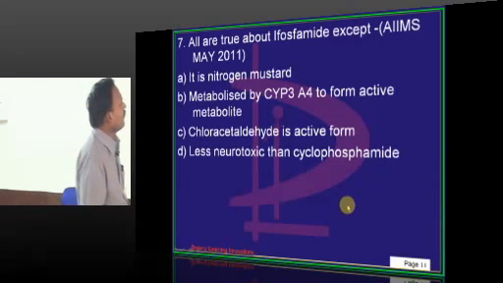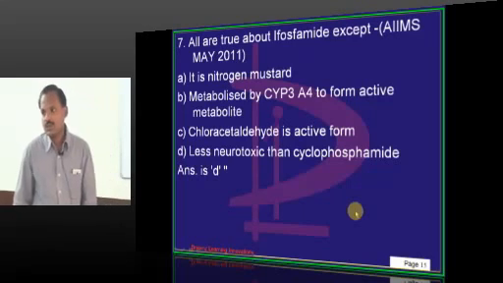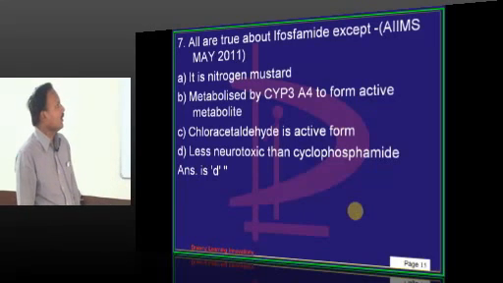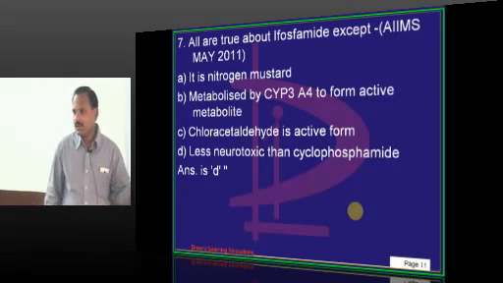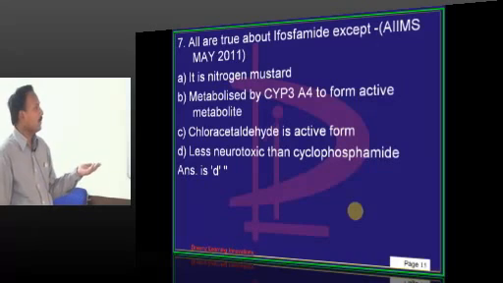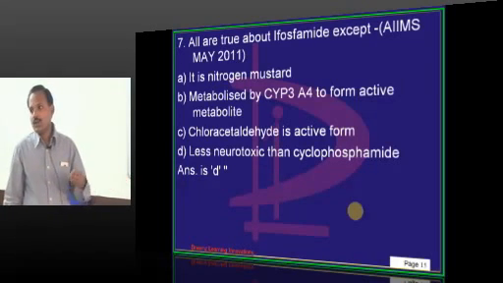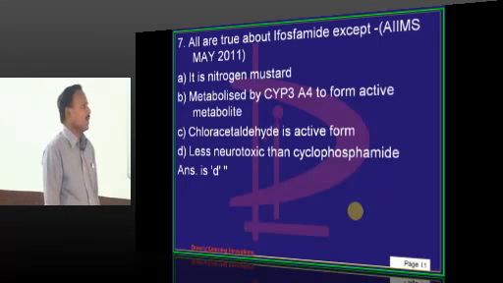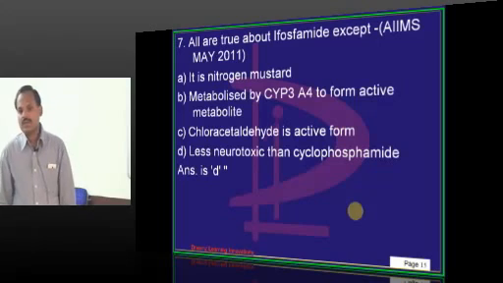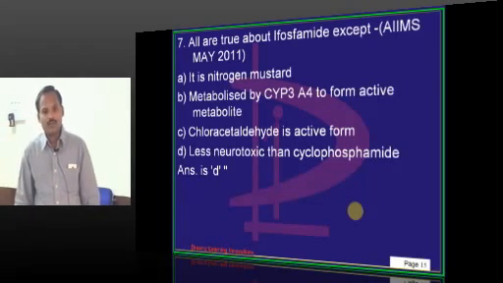All are true about ifosfamide except, now it is a nitrogen mustard, that is true. It is metabolized by CYP3A4 to an active metabolite. In the earlier slides we discussed, it is a prodrug. Chloroacetaldehyde, one of the intermediates that is formed, is what I told you. The option stating it is less neurotoxic than cyclophosphamide is the exception. There is no difference in terms of neurotoxicity between cyclophosphamide and ifosfamide.